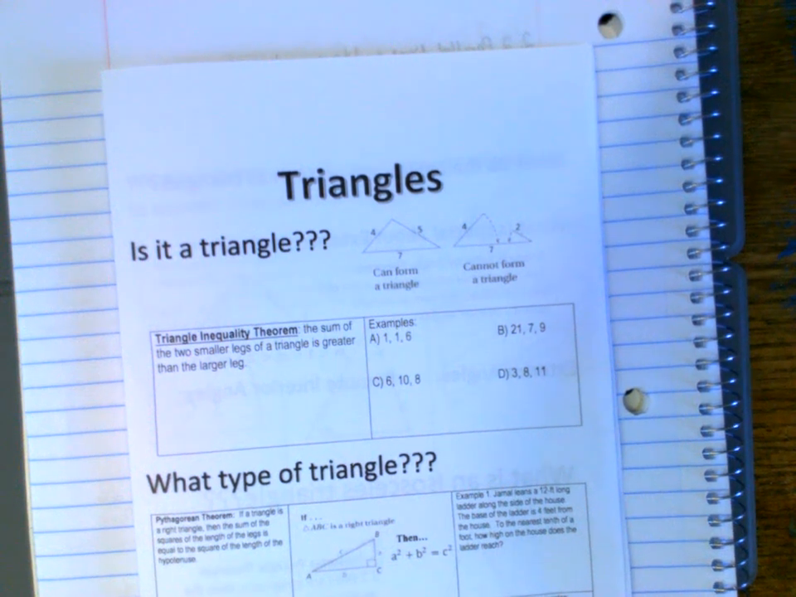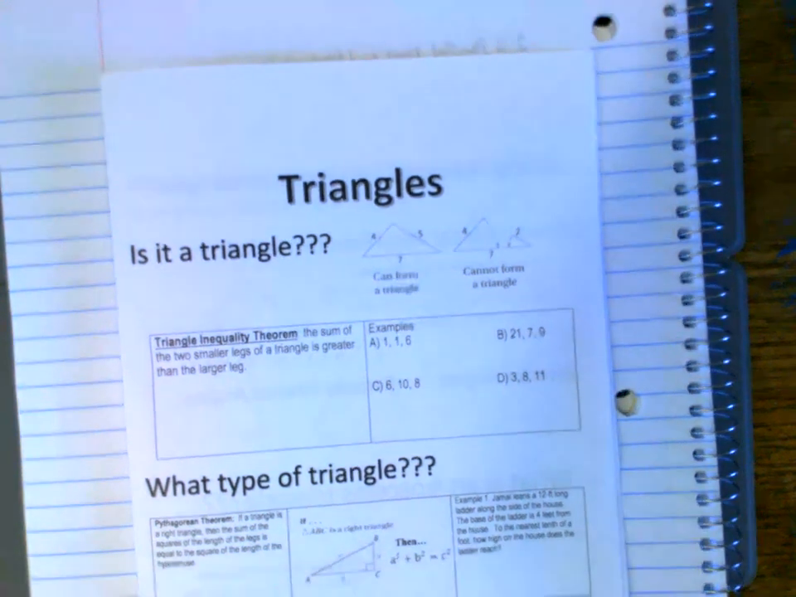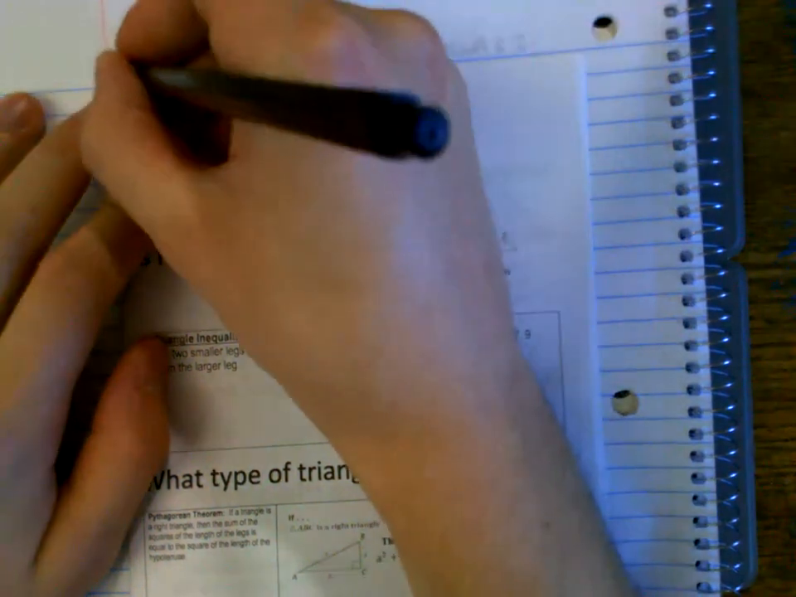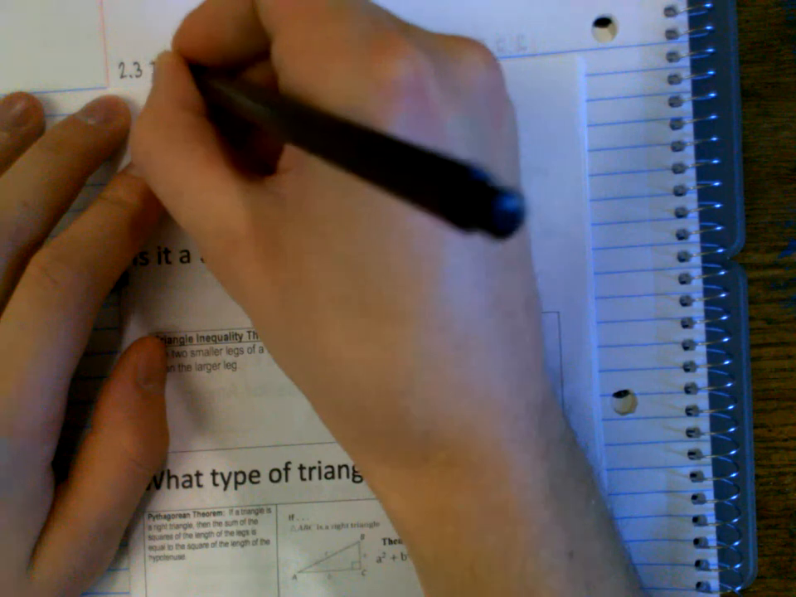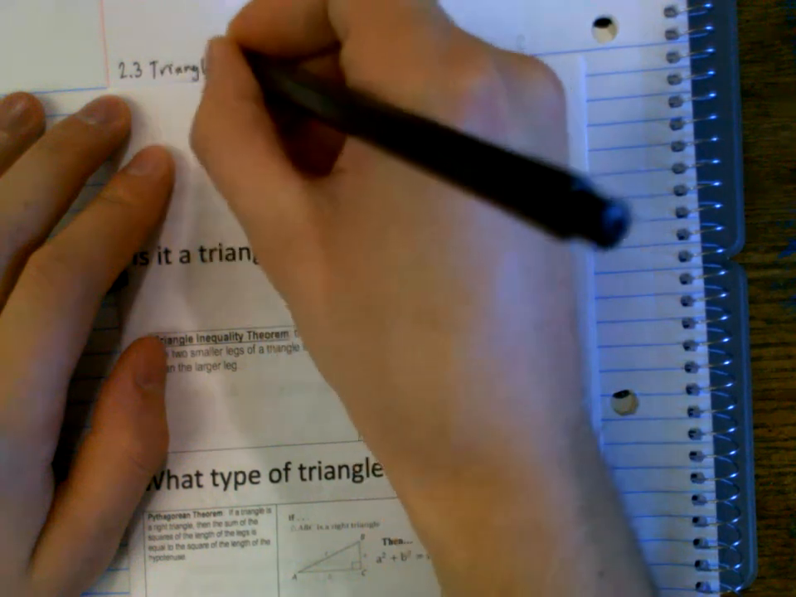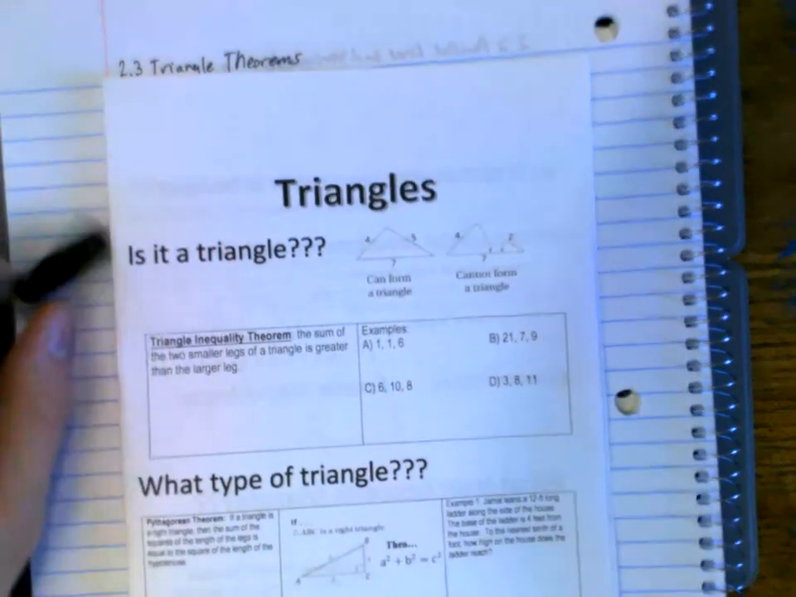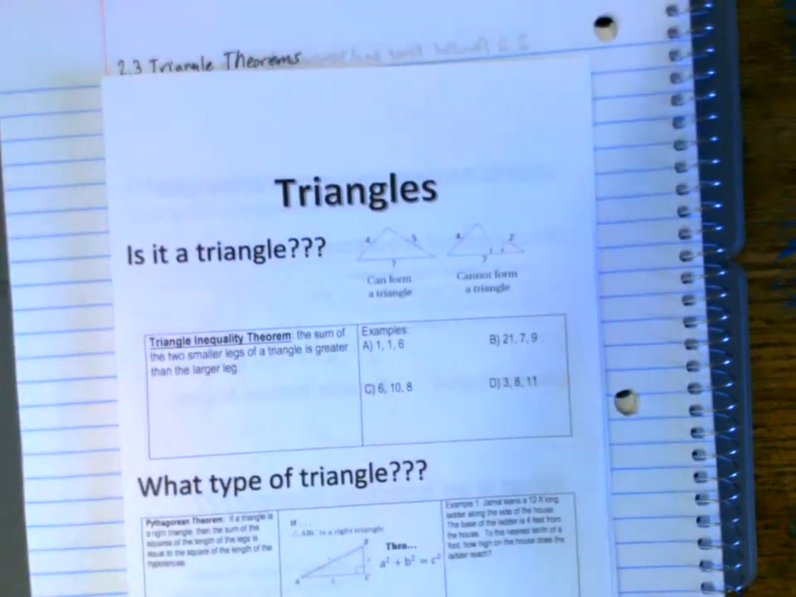Okay, so this is this way. All right, so this is section 2.3. Yeah, 2.3. And this is on triangle theorems. Okay? That's what we're on today.